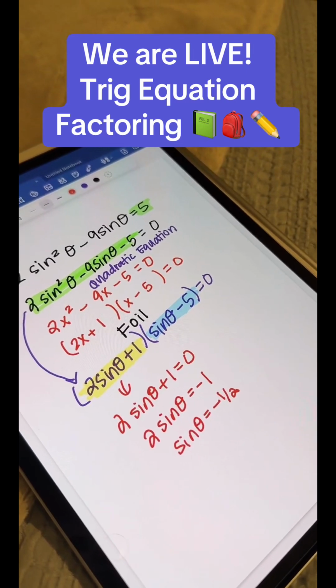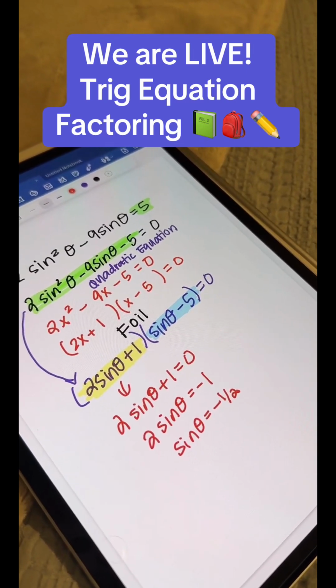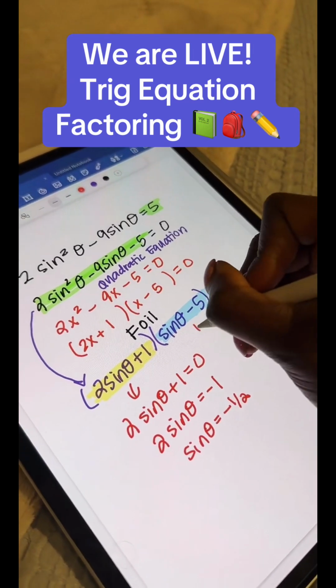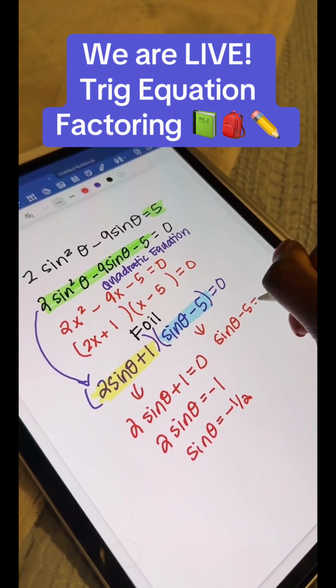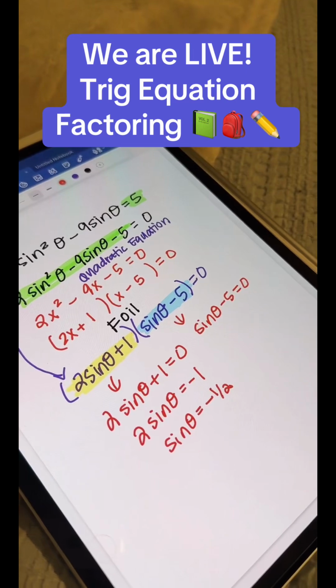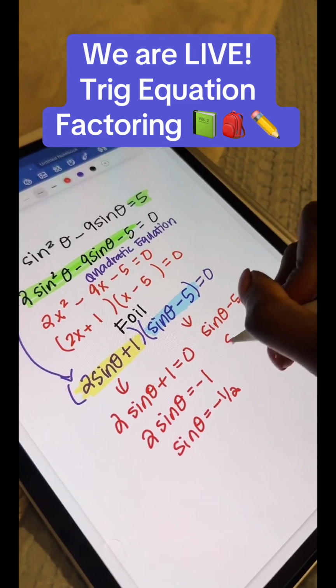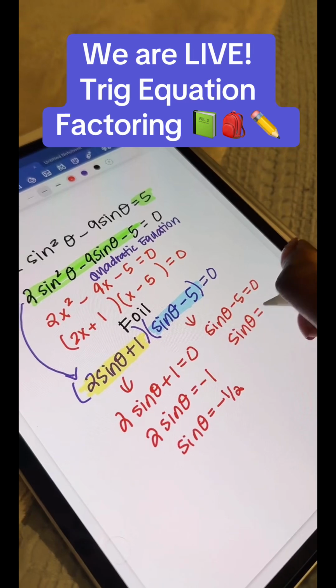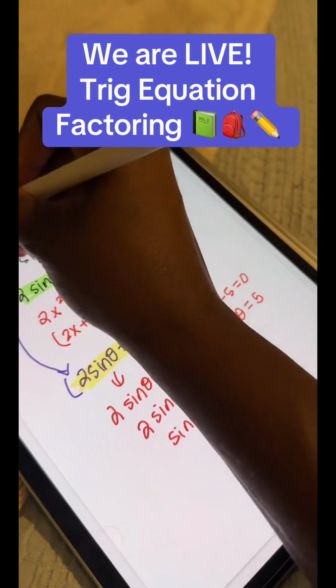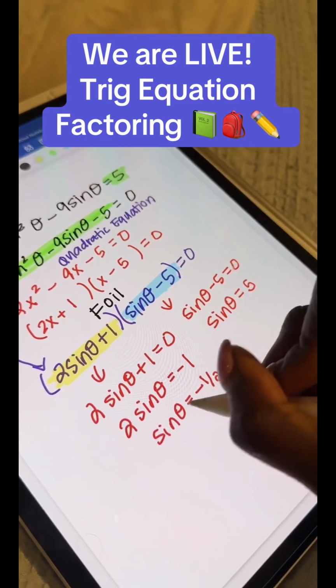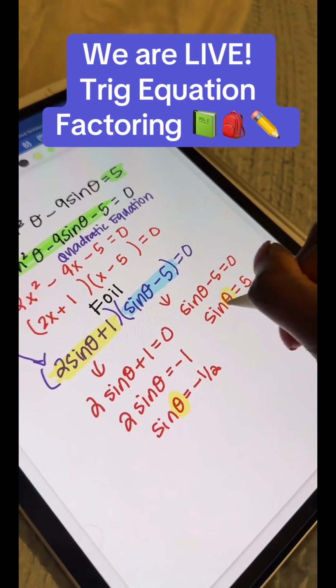Now we move on to the next one. You have sine of theta minus 5. If you solve that, you would have sine of theta minus 5 is equal to 0. To get rid of subtracting 5, you would add 5. So you would have sine of theta is equal to positive 5. Now it's going to be our job to identify theta.